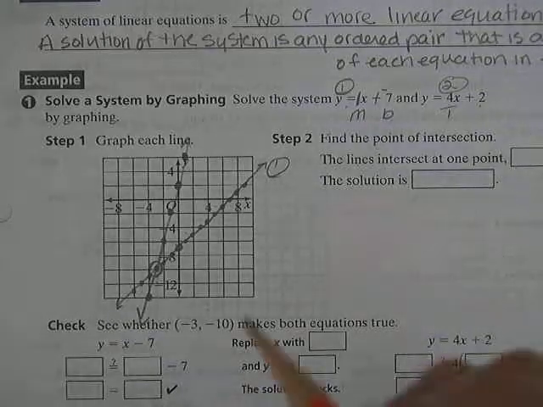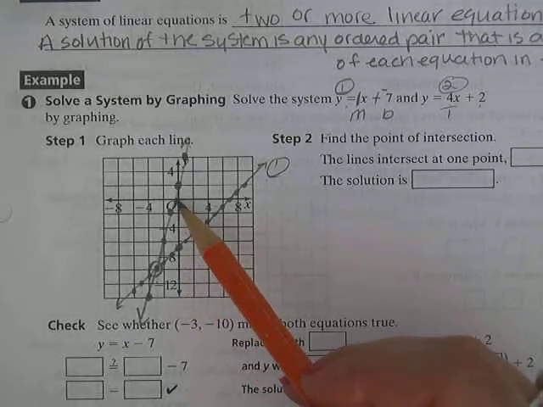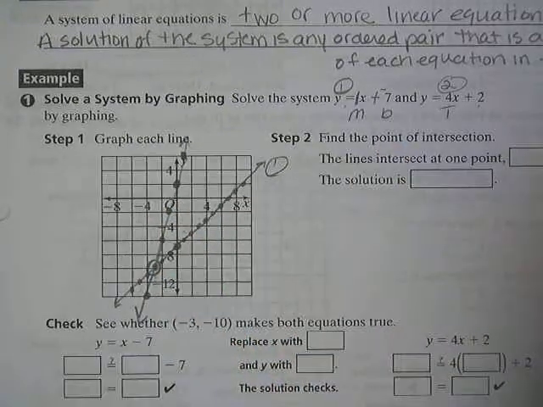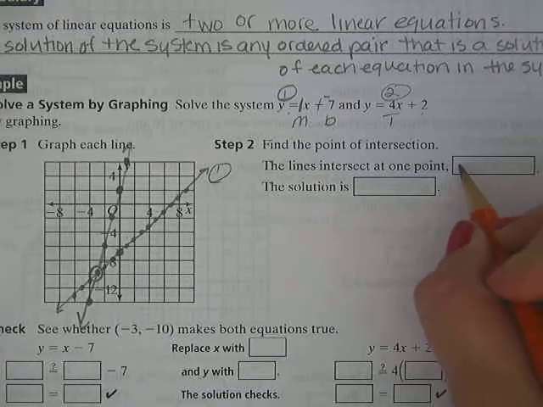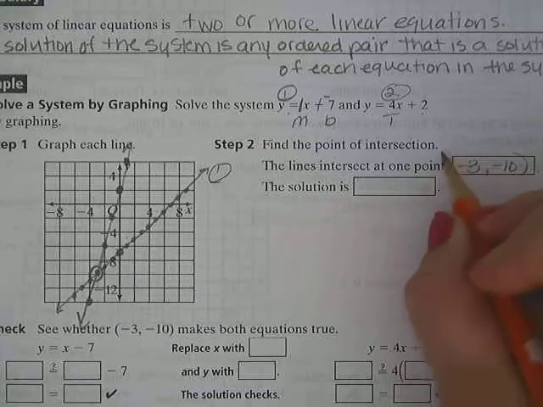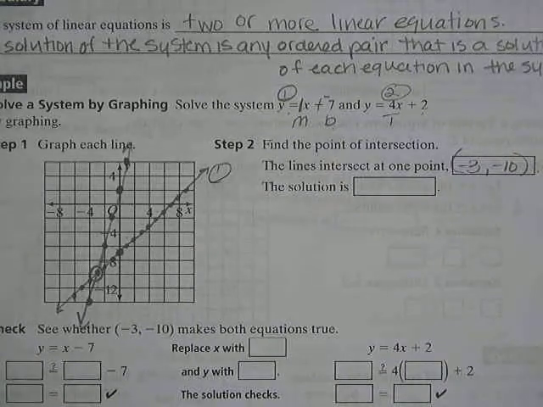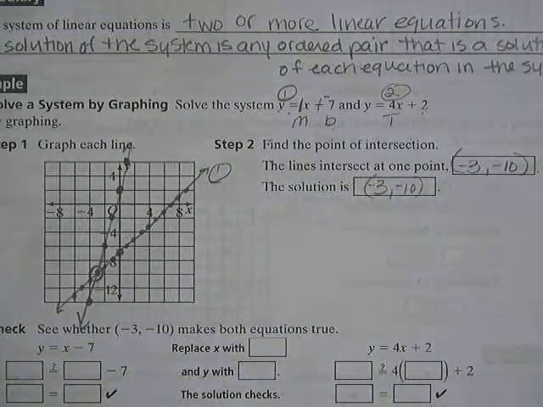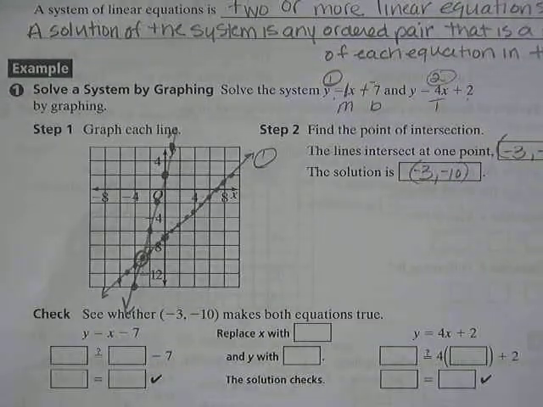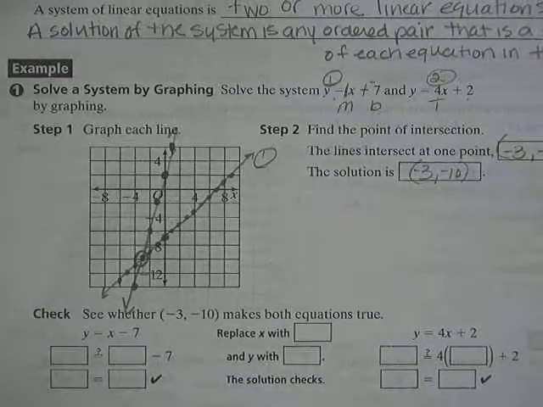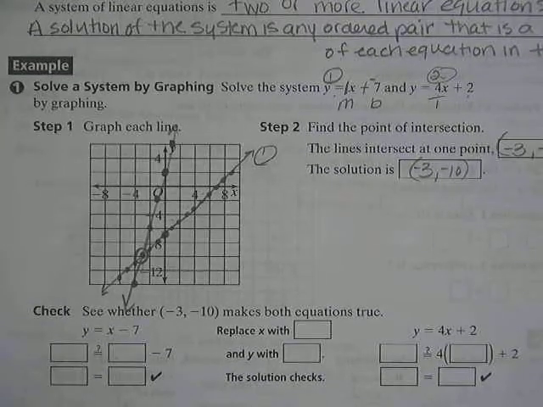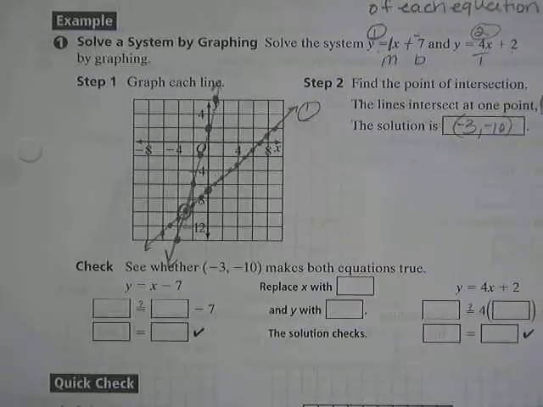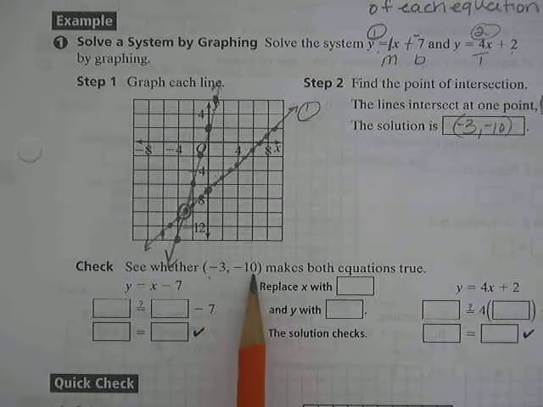So we need to find the point of intersection. Careful. -3, -10. So the lines intersect at one point. -3, -10. Therefore, the solution is -3, -10. So the solution is where the lines intersect. This is awesome. So once you find the point, you know the solution.